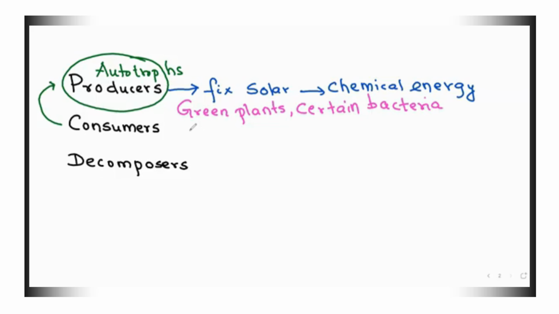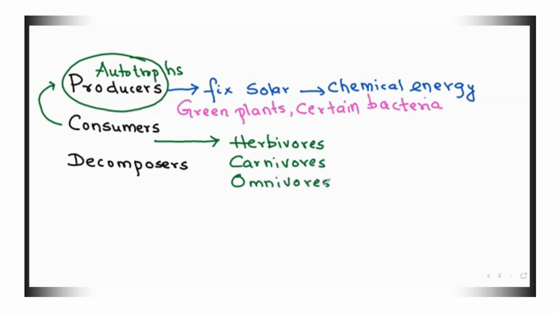They will be depending on autotrophs either directly or indirectly. The major classification of consumers: if it is plant eating, we call it herbivores. If it is meat eating, we call it carnivores. If they eat both plants and animals, we call it omnivores. And there are certain organisms which live on a host and get benefited. They are called parasites. So all these four fall under the category of consumers.